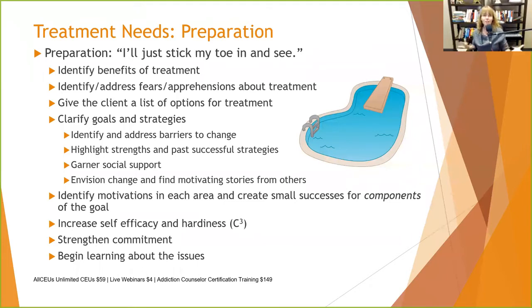There are a lot of different ways. Smoking cessation, for example. There are medications, there are talk therapies, there's acupuncture. There's a whole bunch of evidence-based practices that the person can potentially explore. Clarify goals and strategies by helping them identify and address barriers to change. If you start going to treatment, what may make you drop out? Or when you've started going in the past, what has happened that sort of changed your course? Highlight strengths and past successful strategies so they can go, I can do this.